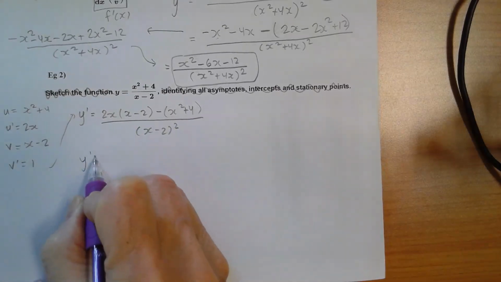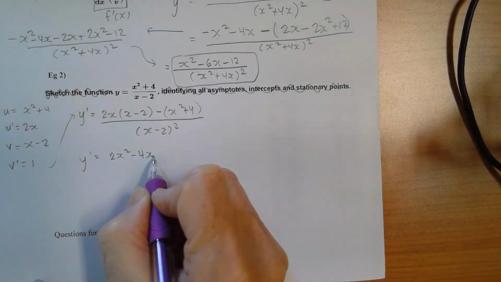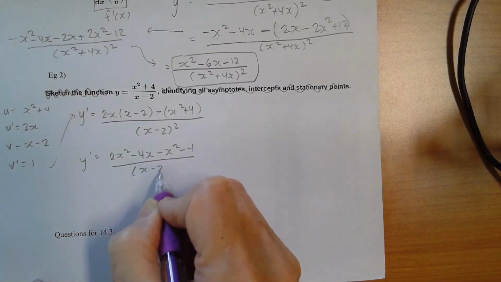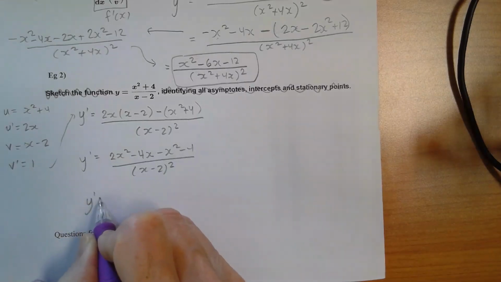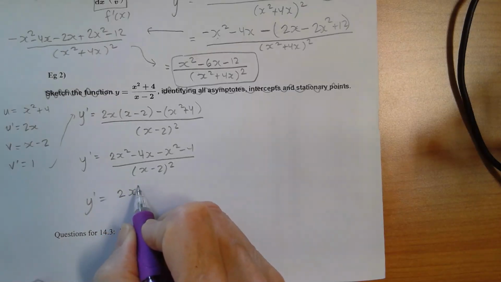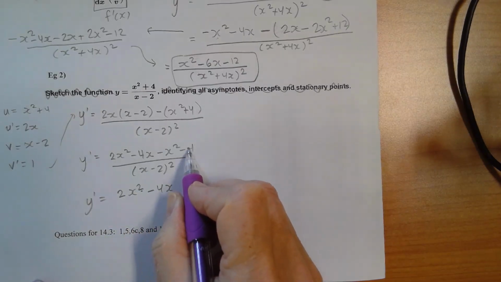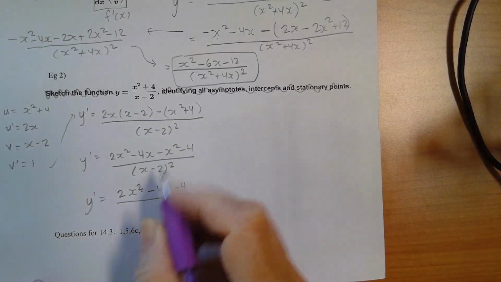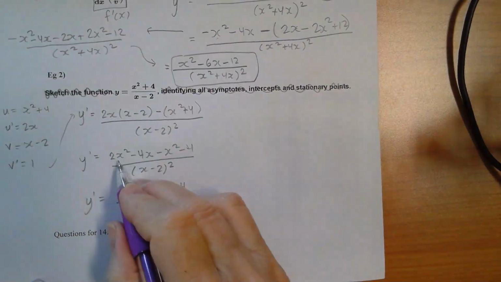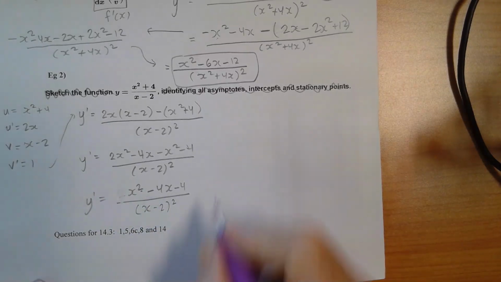And so I have that y dash is 2x squared minus 4x minus x squared minus 4 over x minus 2 squared. It will pay me now to get this simplified because I'm going to try to solve it for 0. Did I do something wrong? I think that's 1x squared. Sorry, 2x squared minus x squared is 1x squared, over x minus 2 squared. Okay, I'm going to set that equal to 0.